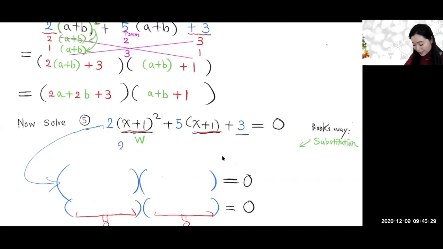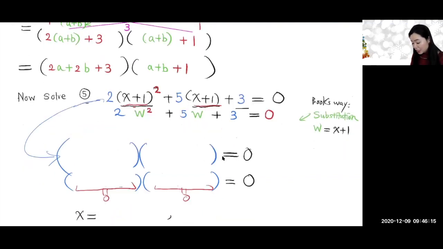Okay, so substitute the x plus 1 by w. So you get 2w, 2w squared, remember this is a square, 2w squared plus 5w, and then plus 3 equal to 0. It's important to have the other side equal to 0 here.